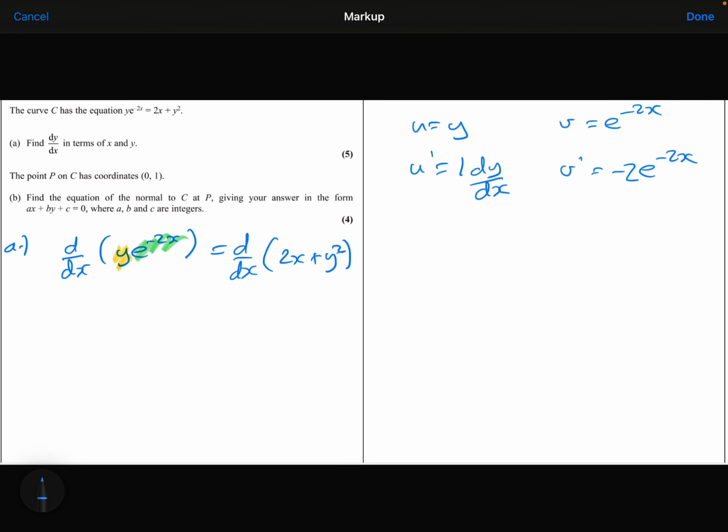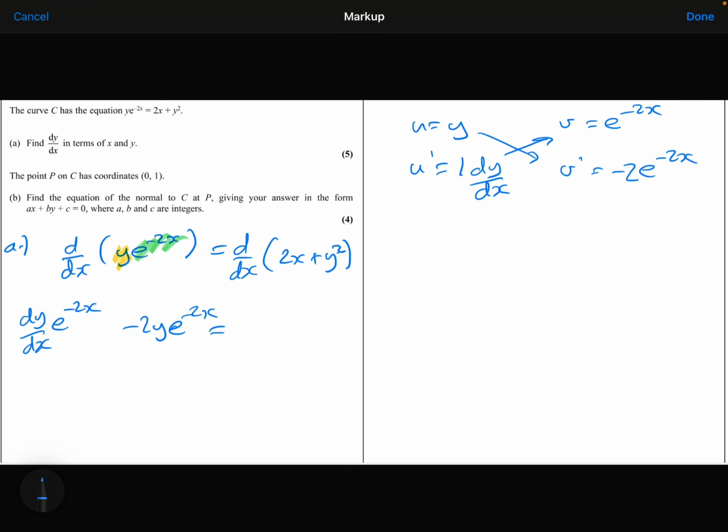So I then have u dash times v plus v dash times u. So I will have my 1 times dy by dx multiplied by the e to the minus 2x plus the y multiplied by the minus 2 e to the minus 2x. So that's the left-hand side there.